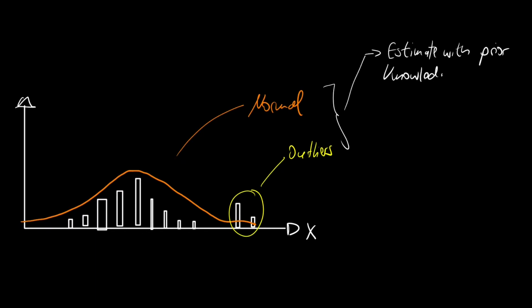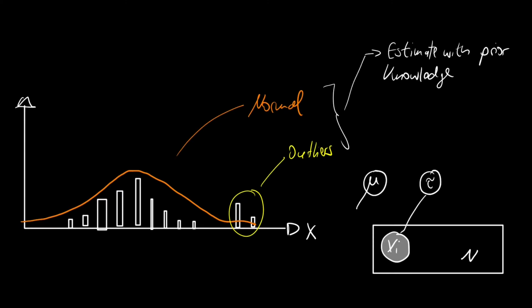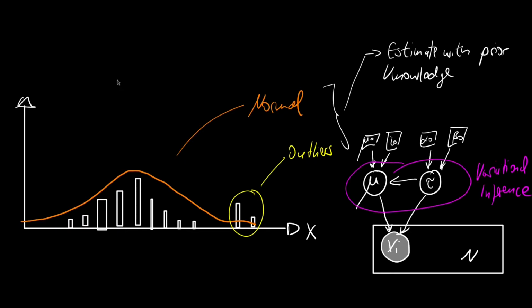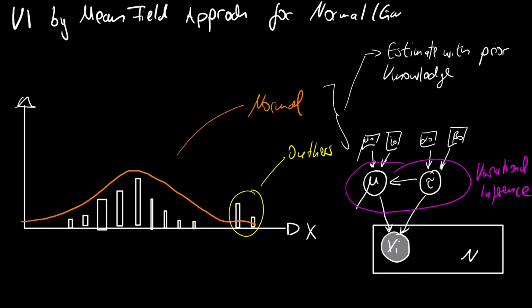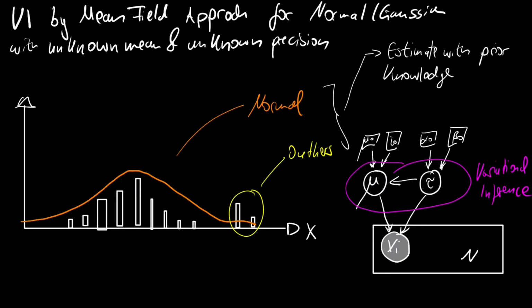The corresponding directed graphical model consists of the observations, for which we have n, and latent parameters of the normal with their according hyperparameters. We want to use variational inference to infer the posterior on the two parameters. So in total, we want to use variational inference by mean field approach for the normal with unknown mean and unknown precision.